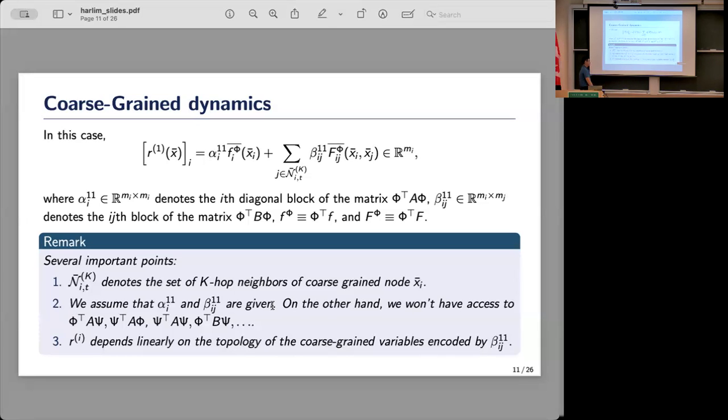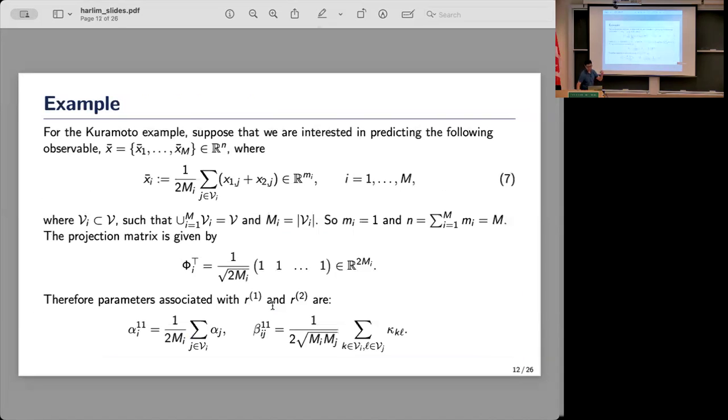The third thing I want to mention is that you can see R1, in fact all of the Ri, depends on the topology, depends on this beta ij11 linearly. You can compute them, and here is one of them. You can see that it depends on beta 11 linearly. So now the idea is the following. Let me give you an example.